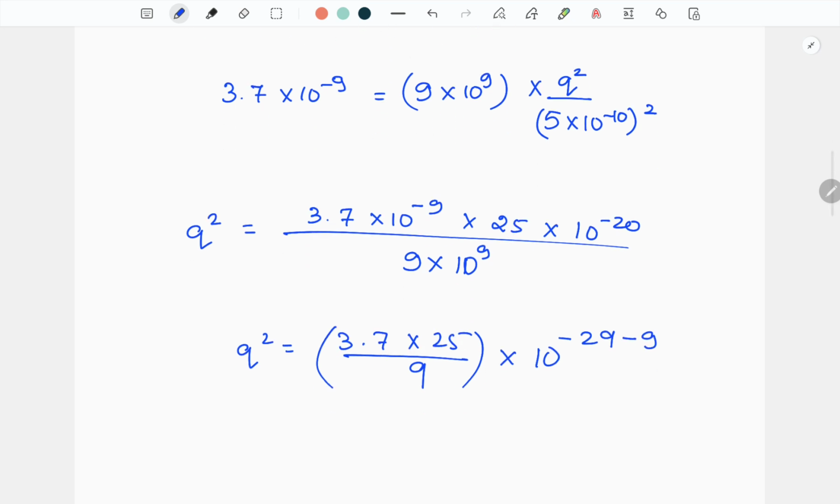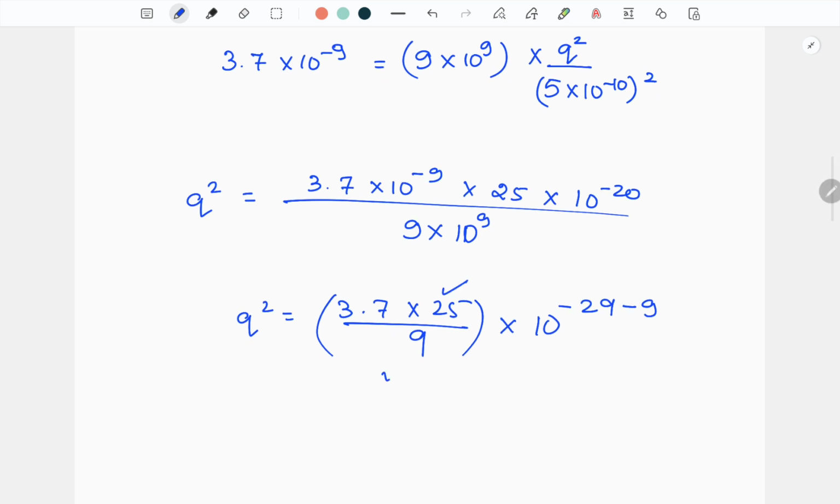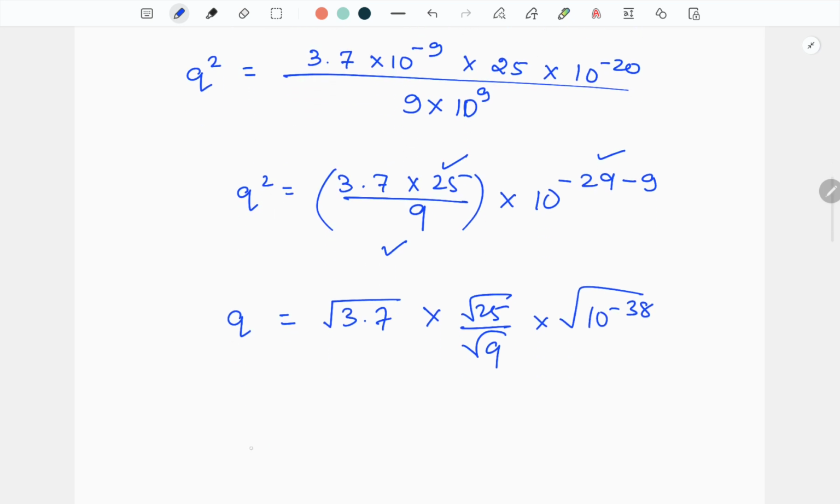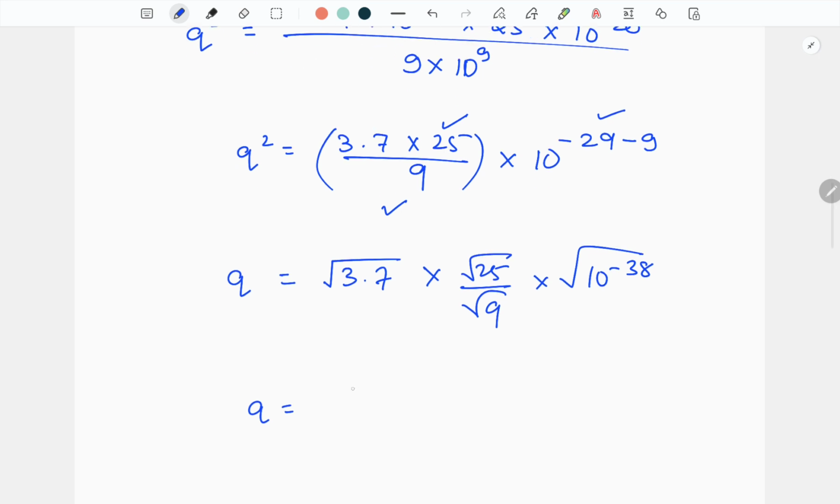Now try to solve this question with some assumption, because ultimately we have to calculate only the square root. So this and this value can easily be taken out of the square root. Let us take their separate square roots: root 3.7, root 25, root 9, and root of 10^-38. So ultimately I think all the values are solvable except the root of 3.7.